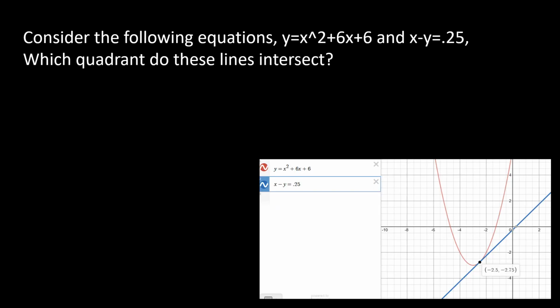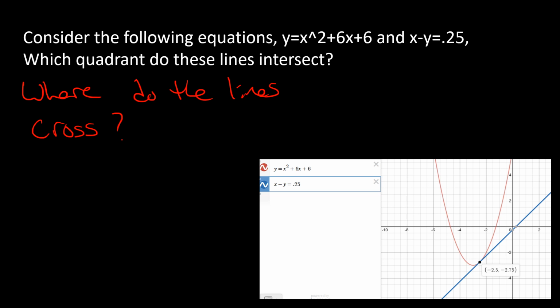All right, so let's look at this question here. It says, consider the following equations: y equals x squared plus 6x plus 6, and x minus y equals 0.25. Which quadrant do these lines intersect? Okay, so they just want to know where the lines cross, and they want to know based off quadrants.